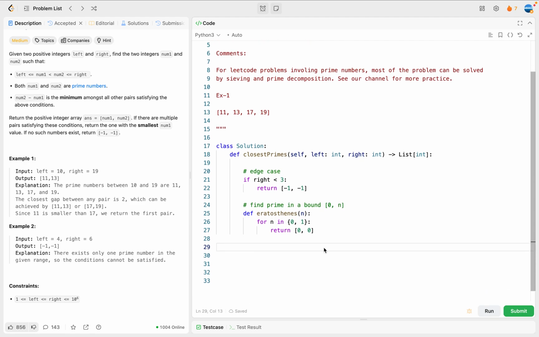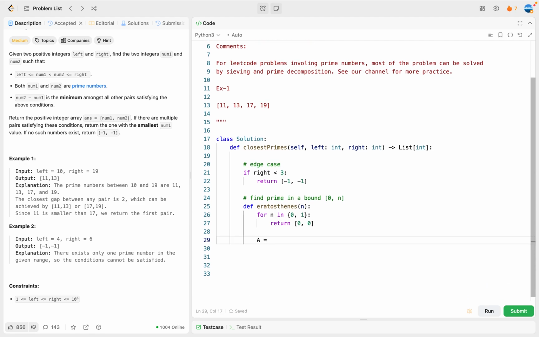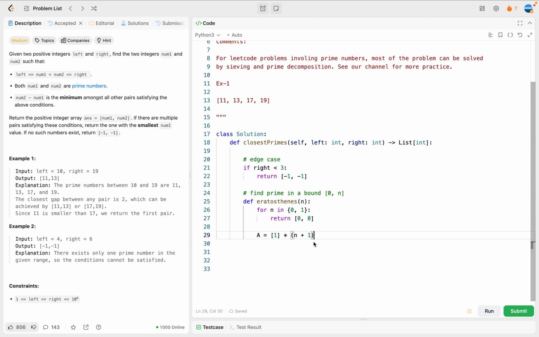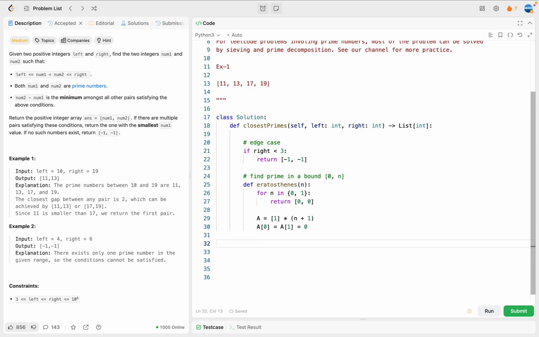Now for the generic case, first I'm going to initialize an array of size n plus 1. What we do is first set a[0] and a[1]. The index corresponds to numbers, so the index is from 0 up to n. These two are not prime numbers, so we set them to 0. And then we're going to use the sieving method.